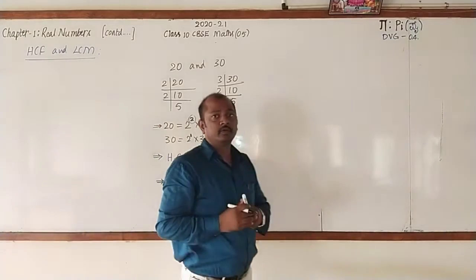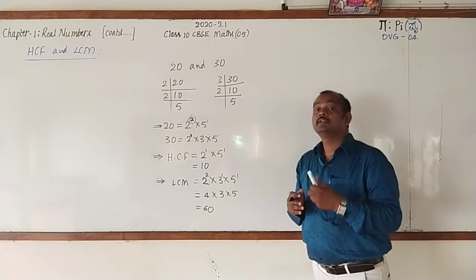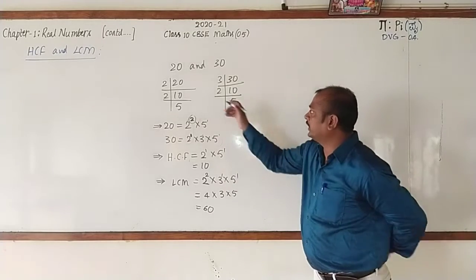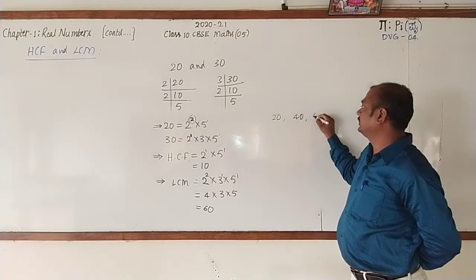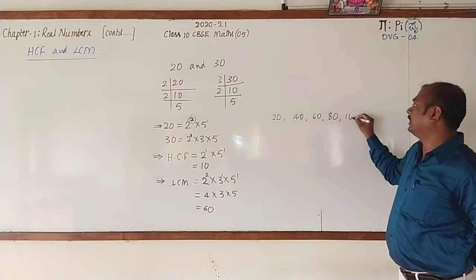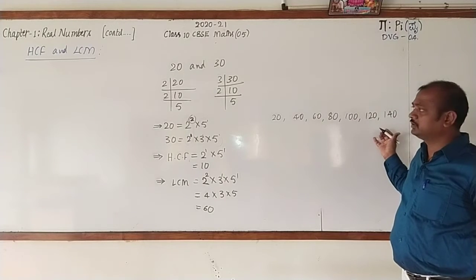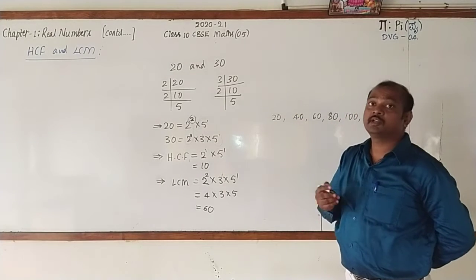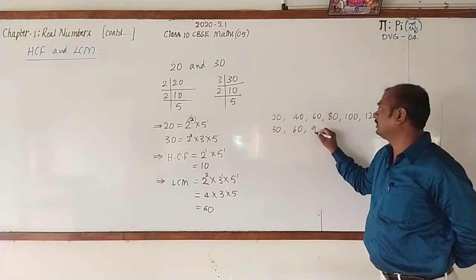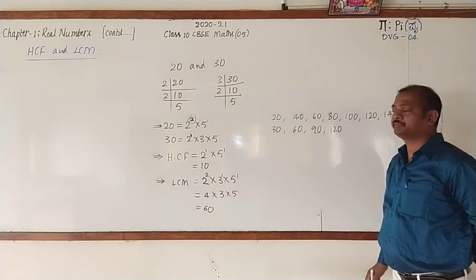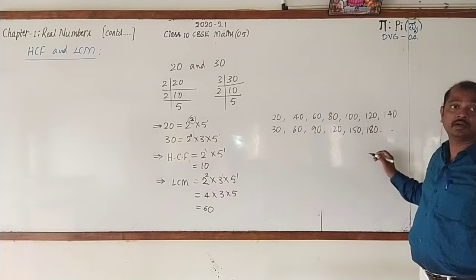Just recall finding the LCM in your previous class, particularly in 6th standard. Here 20 is there. What are the multiples of 20? 20, 40, 60, 80, 100, 120, 140, like that you used to write. Similarly, 30. What are the multiples of 30? 30, 60, 3 fours are 90, 120, right? Then 150, 180, and so on.